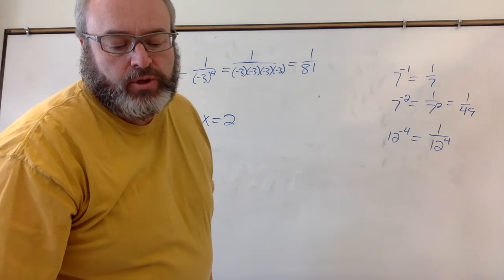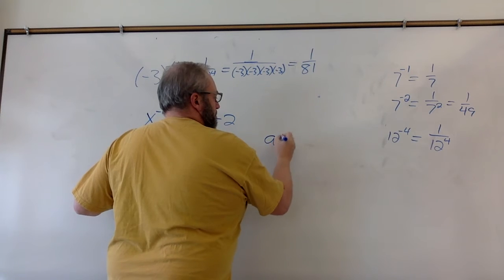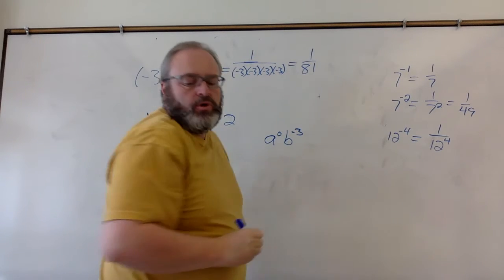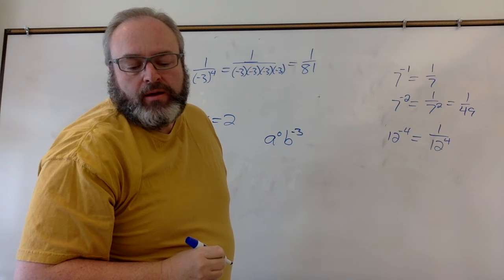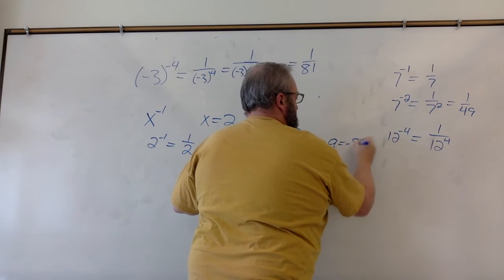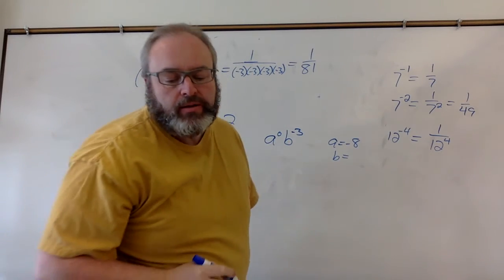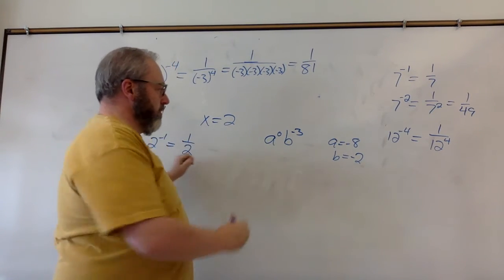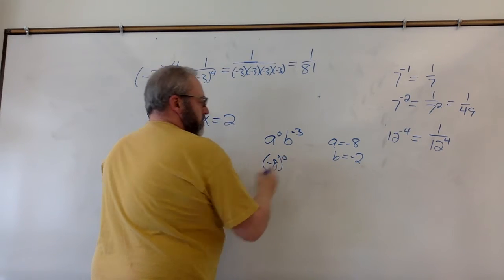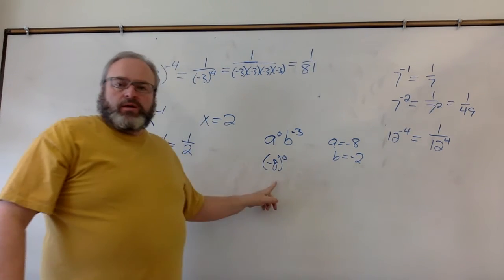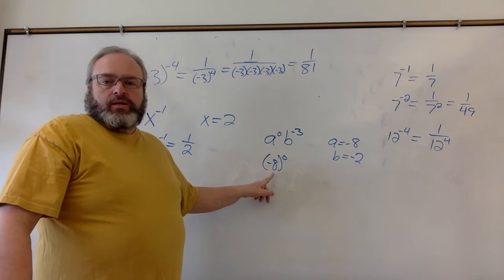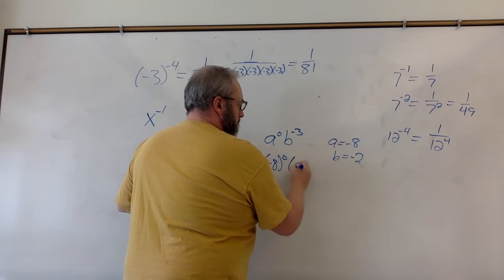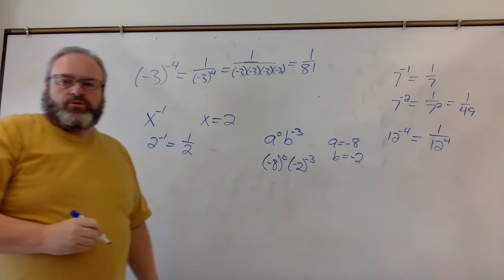If you were asked to evaluate a to the 0 times b to the negative third, when a is negative 8, b is, let's see, negative 2. First thing I'm going to do is plug these numbers in for a and b. So this would be (negative 8) to the 0. The reason I'm putting the negative 8 in parentheses is we want it to be negative 8 to the 0, not negative of 8 to the 0. And (negative 2) to the negative third power.